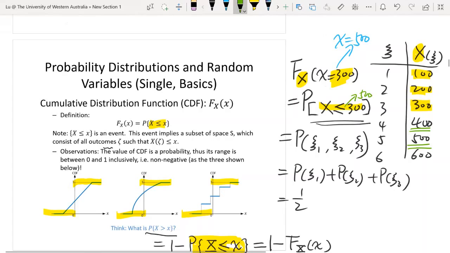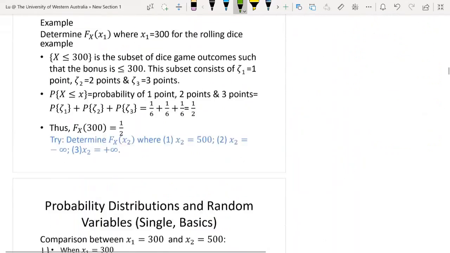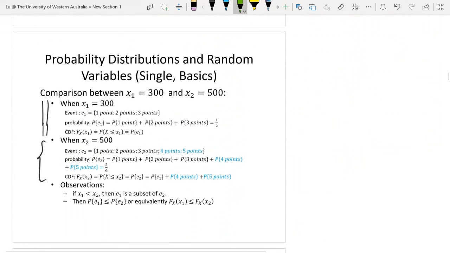So for the new event, in addition to the Z1, Z2, and Z3, we need to include the Z4 and Z5. And the probability will be changed accordingly. Now let's go back to the result. I have done this calculation. So when the x2 equals 500, the event E2 will contain Z1, Z2, Z3, and Z4, Z5.